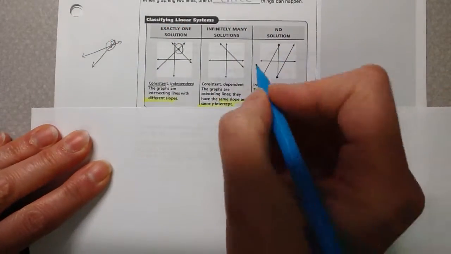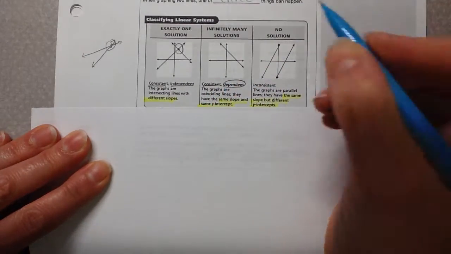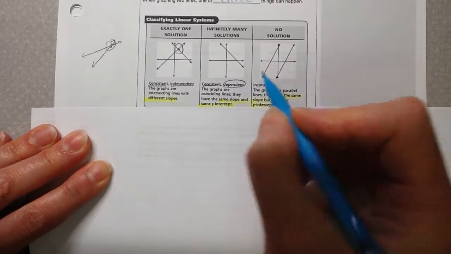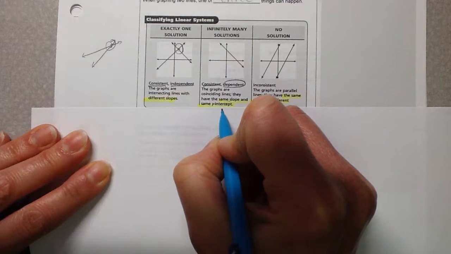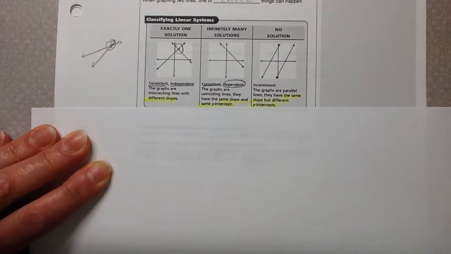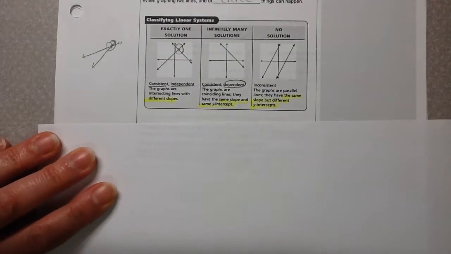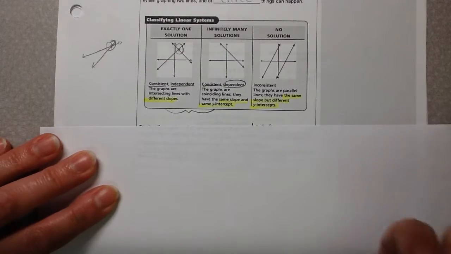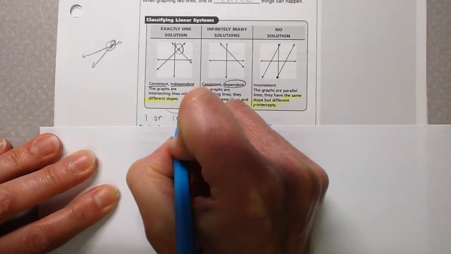Okay, the other thing that can happen is it can be consistent and dependent. So that happens when the lines are coinciding. So they're exactly the same line. They have the same slope and the same y-intercept. And sometimes you can't always tell that the lines are the same until you put them both in slope-intercept form. So consistent systems are systems that have one or more solutions. So one or infinite solutions.